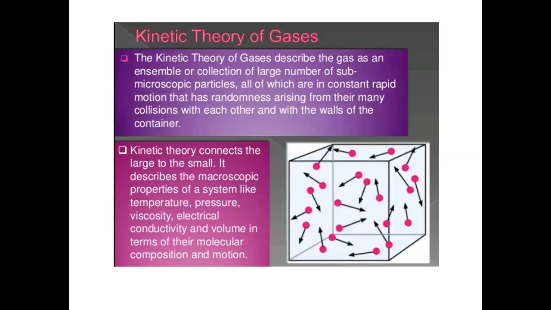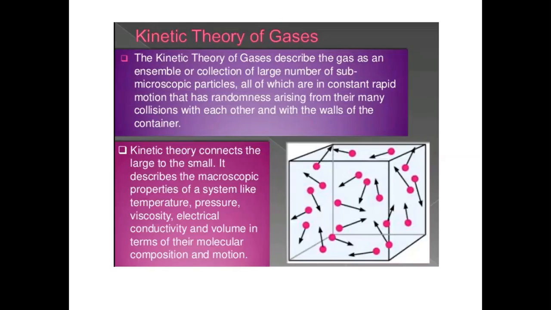Kinetic theory connects the large to the small. It describes the macroscopic properties of a system like temperature, pressure, viscosity, electrical conductivity, and volume in terms of molecular composition and motion. And it describes the gas or the collection of a large number of submicroscopic particles, right? It also explains the randomness that arises from their many collisions with each other, like gas molecules colliding with each other. So it relates the collision of gases also.